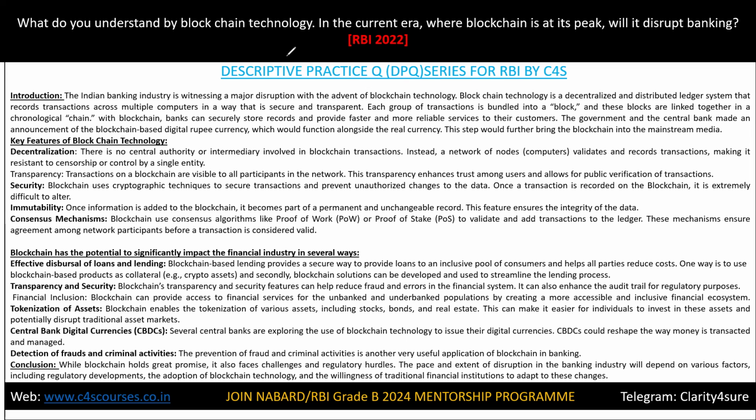First, you have to tell the definition, features, and how it will disrupt the banking system. Clear?